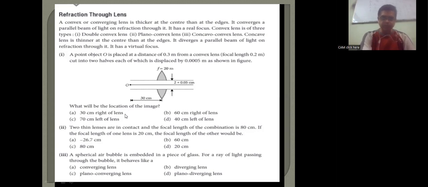Now look at the second question also. Two thin lenses are in contact and the focal length of the combination is 80 centimeter. If the focal length of one lens is 20 centimeter, the focal length of the other would be, again numerical based. Look at the third one. A spherical air bubble is embedded in a piece of glass. For a ray of light passing through the bubble, it behaves like.